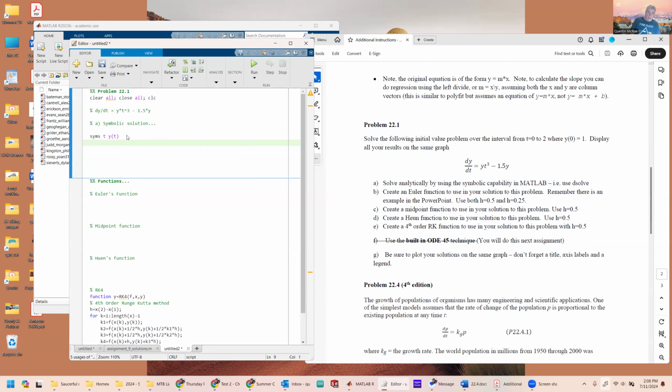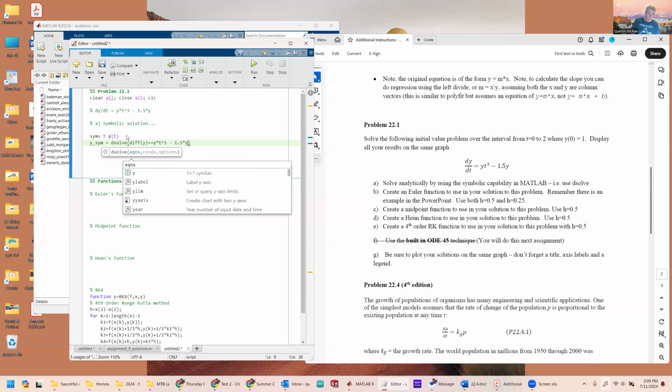And I'm going to say that my y symbolic is dsolve of, and the old school way would be to do Dy equals, but I'm not going to do that. I'm going to try to stick with the current method. It's going to be diff of y, the derivative of y, equals, and since inside here you have to use the double equals, that's equal to y times t cubed minus 1.5 times y.